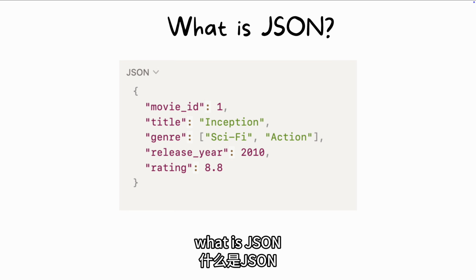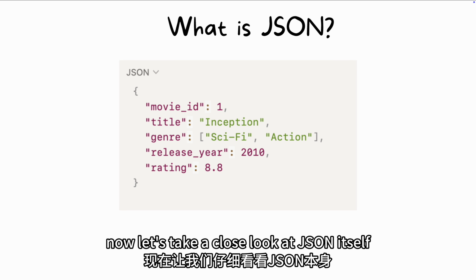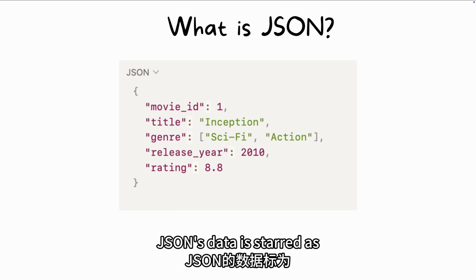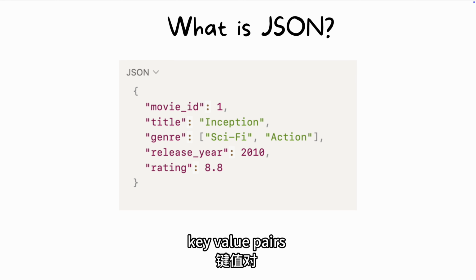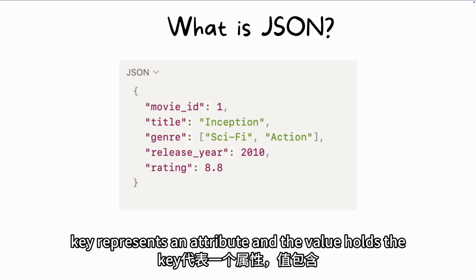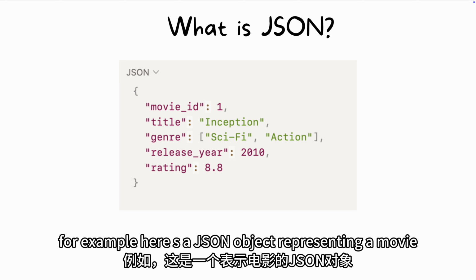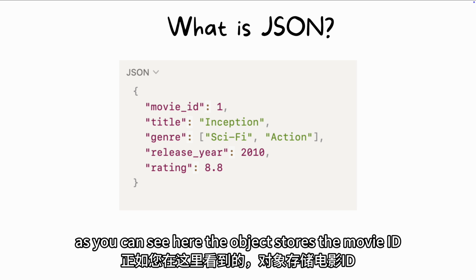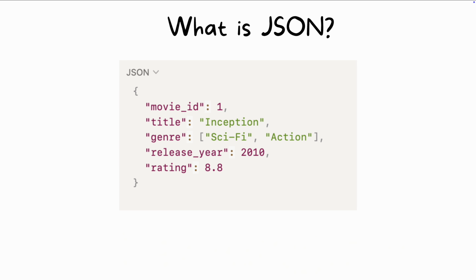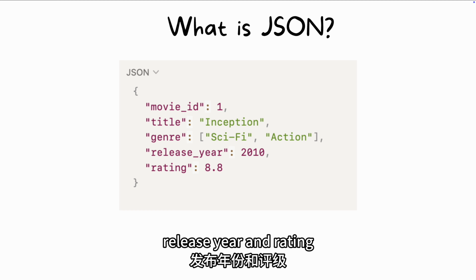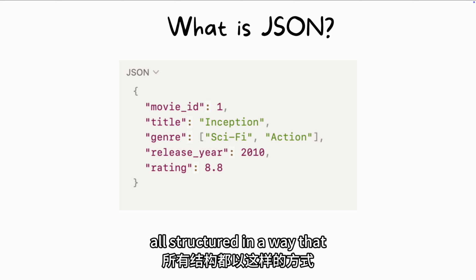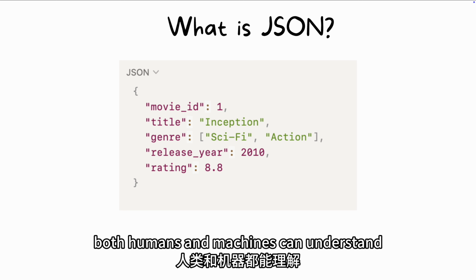What is JSON? Now let's take a close look at JSON itself. JSON data is stored as key-value pairs. Each key represents an attribute, and the value holds the actual data. For example, here's a JSON object representing a movie. As you can see here, the object stores the movie ID, title, genre, release year, and rating, all structured in a way that both humans and machines can understand.